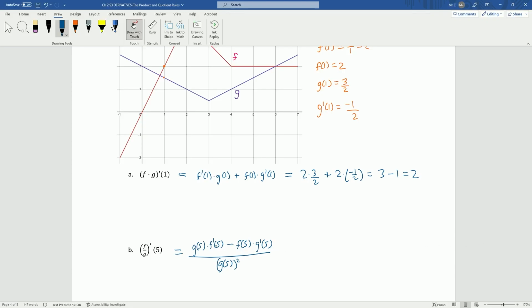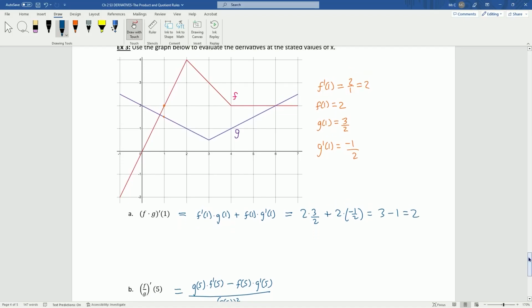So here, what do we need? We need to know what g of 5 is, f of 5 is, f prime of 5, and g prime of 5. So we're going to go back. We're going to write all that down just like we did before. Okay, what is f prime of 5? Well, the slope of this line is 0 at 5, so that's just 0. And f of 5 is just 2. That's the y value. G prime of 5 is the slope of this line, so we're going up 1 over 2. So that's up 1 over 2. And the value of g at 5 is 3/2. So just like g of 1.